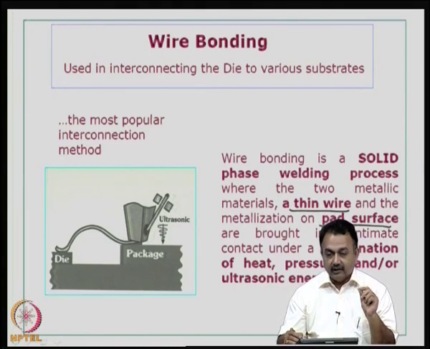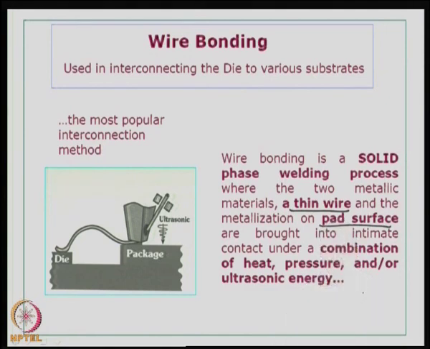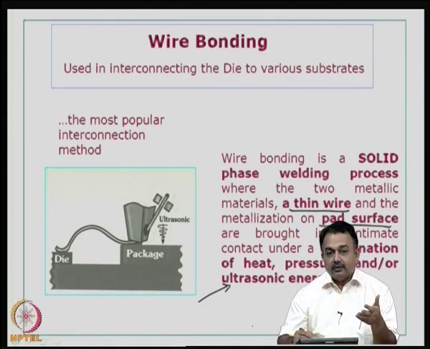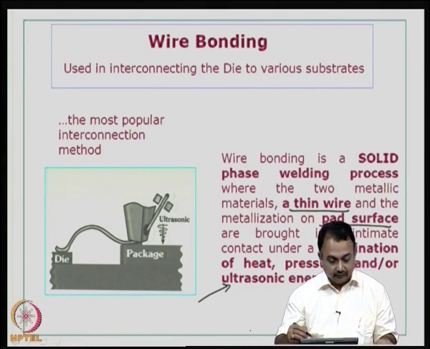and these are brought together in intimate contact by the wire bonding process using a combination of heat, pressure, and or ultrasonic energy. So, you can decide what combination you want to make the process simpler without providing too much heat that can damage the substrate. So, depending upon whether you are using gold, you can use a thermocompression bonding. If you are using aluminum, you can lower the temperatures and so on.